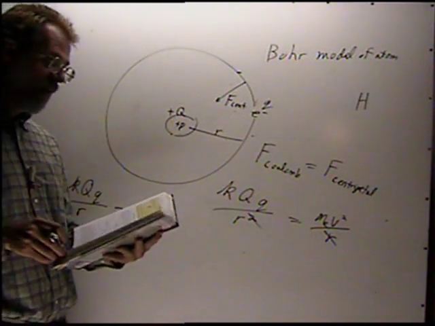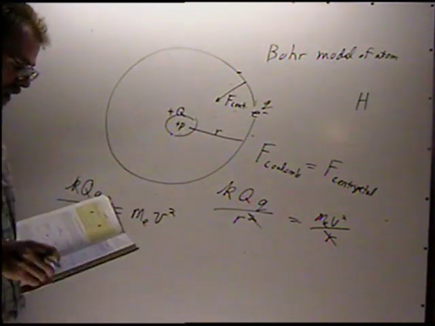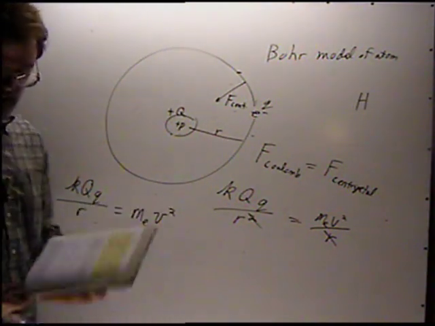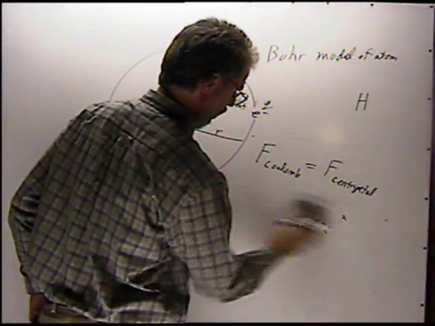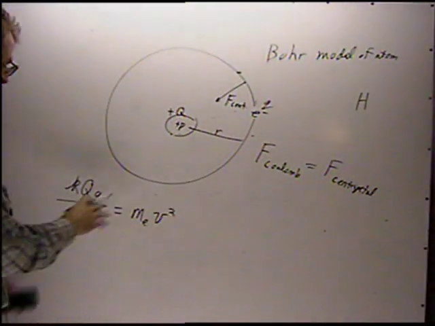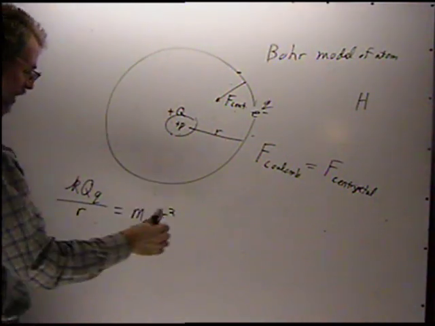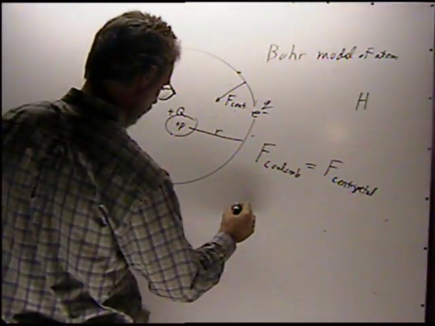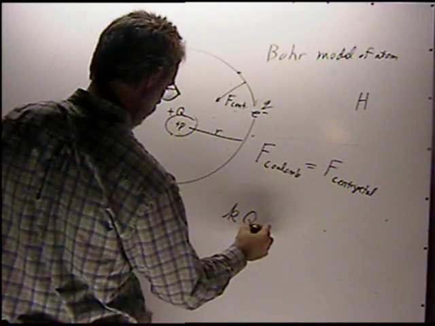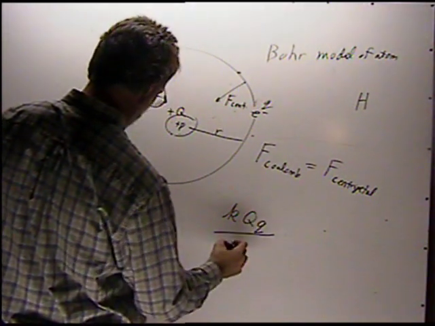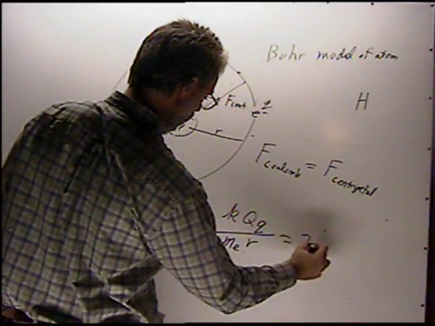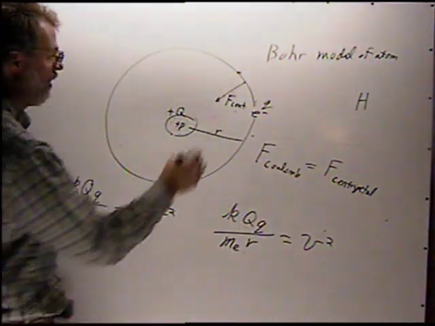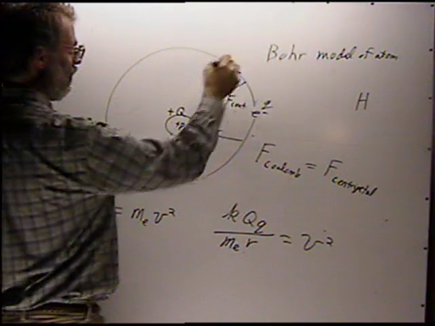Basically, if you look at example 13.5, what they do is they take this equation and divide both sides by m, and I get k q, little q, divided by the mass of the electron, divided by r, and that's equal to the velocity squared, the velocity of the electron flying around in orbit.